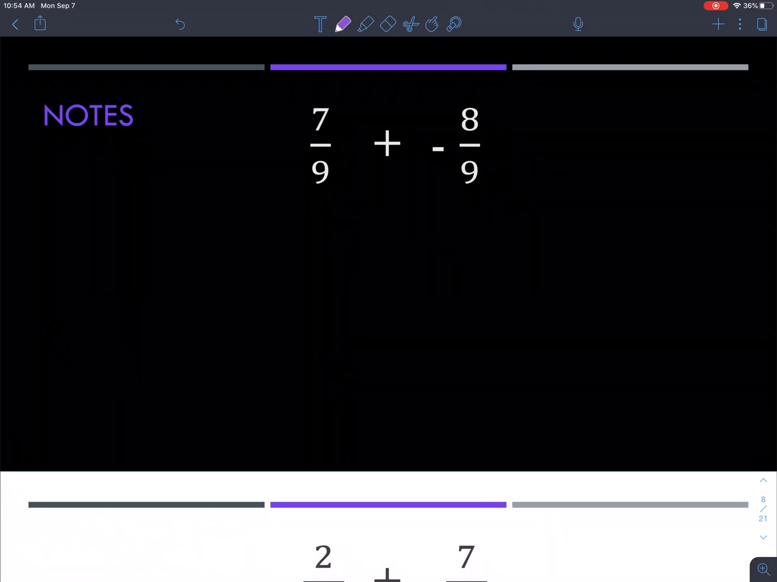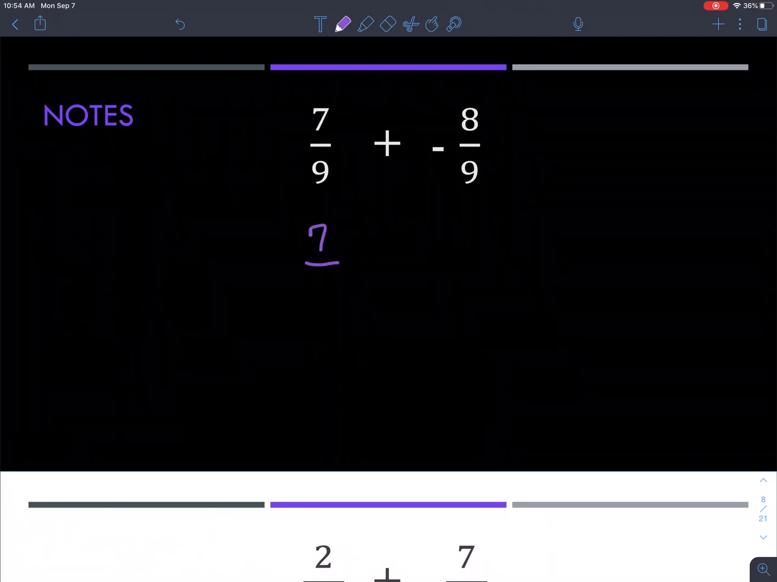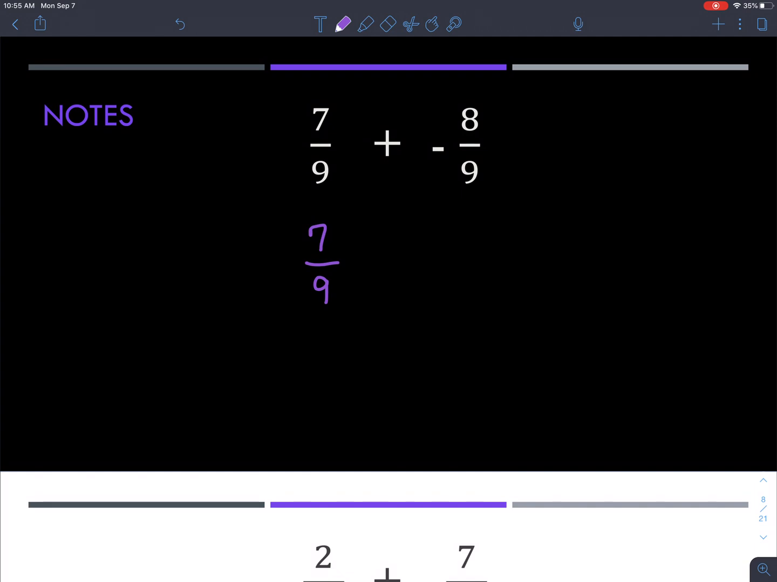Okay, so we have 7/9 plus negative 8/9. And normally you would see a set of parentheses around that negative 8/9. If you don't, it's not the end of the world, but that will help keep it a little neater so that you can see that that's a negative 8/9. But if you don't, that's okay. 7/9 and negative 8/9 is what we have to work with.